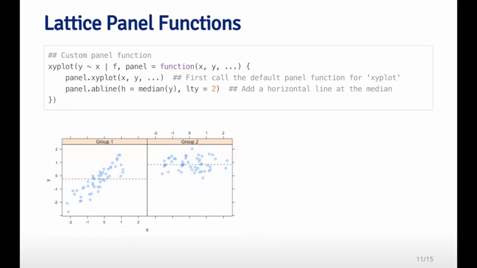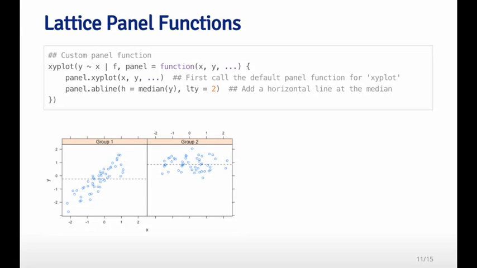Here you can see I'm calling a custom panel function via the panel argument, and I give it a function. The first two arguments are x and y, followed by ..., which means any other arguments that may get passed. In my custom panel function, the first thing I do is call the default xyplot panel function just to make the points appear.